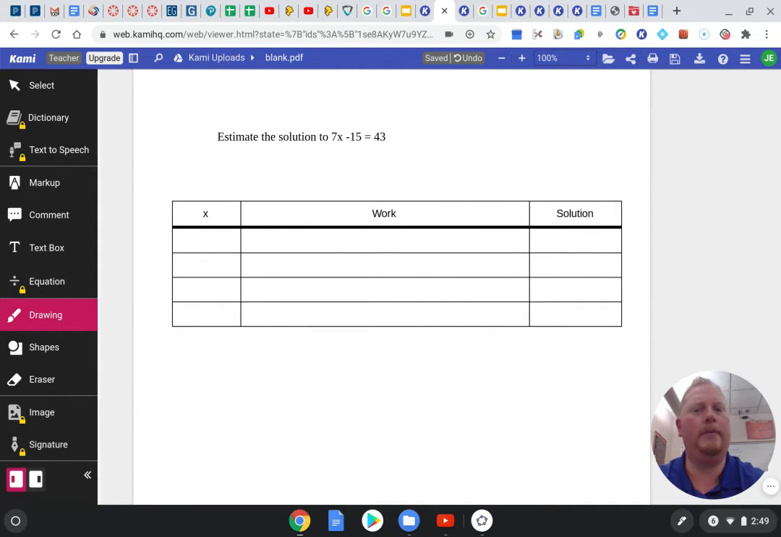All right, so let's take a look at this one. This time it says estimate the solution. So again, we're going to just pick a number. Let's try 5. So 7 times 5 minus 15 equals 43. 7 times 5 is 35. And 35 minus 15 is 20. That's not it. So let's go bigger.